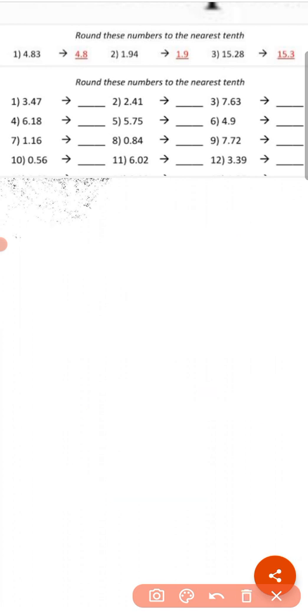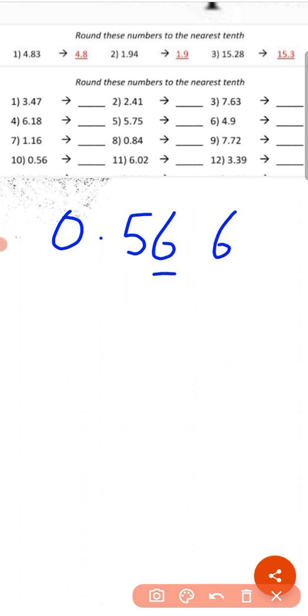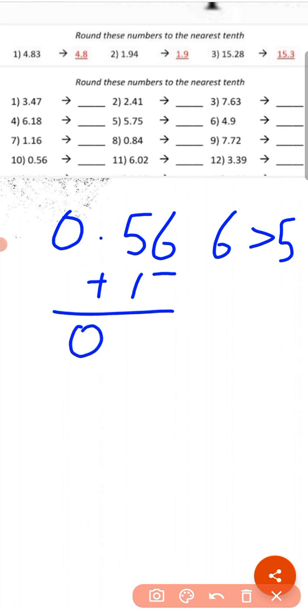Okay. Next 0.56. Digit at the 100th place is 6, which is greater than 5. So our answer is add 1 to the 10th place. 0.6 is our answer. Okay.